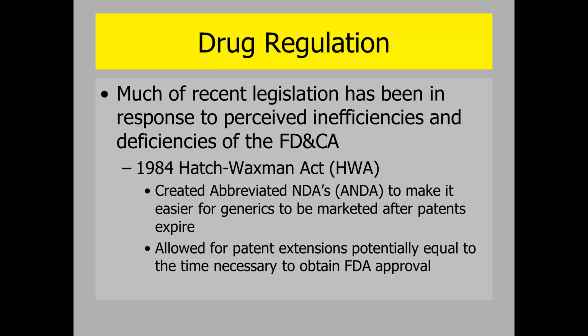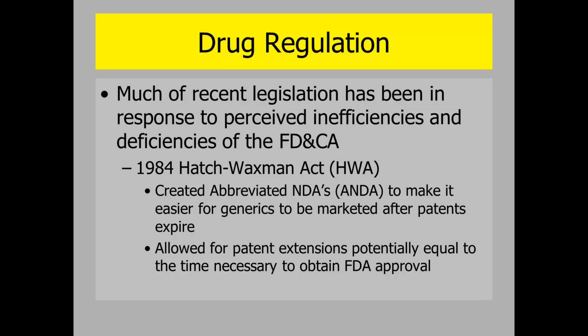So in 1984, the Hatch-Waxman Act passed, which created abbreviated NDAs to make it easier for generics to be marketed after their patents expire. So if you're going to bring out a generic drug, you still need Food and Drug Administration approval, even though the patent has been published and supposedly it's revealed how to make that drug. But there might have been improvements in the process that you might not follow that process exactly the same. So they do want to approve your generic version.